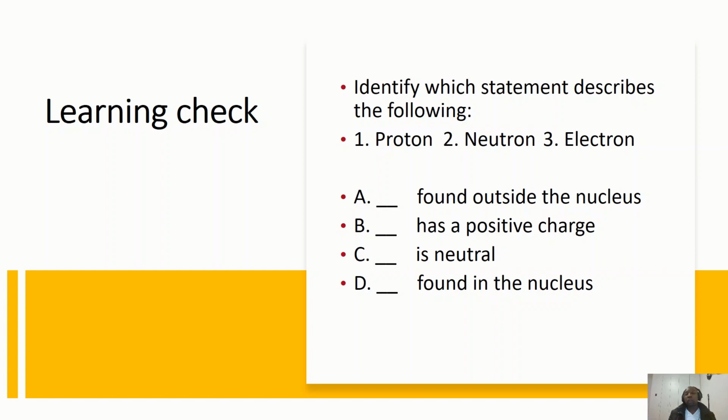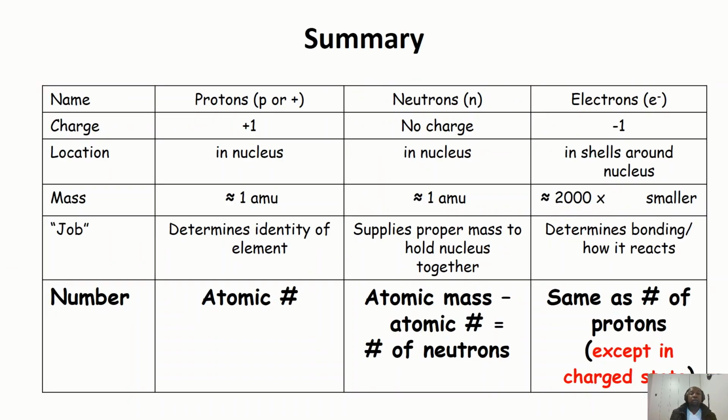So if you go to those slides, then you should be able to answer these questions. The last one said it's found in the nucleus. Remember, you can find 2 things in the nucleus actually. So which of these can be found in the nucleus? So the summary of it all.